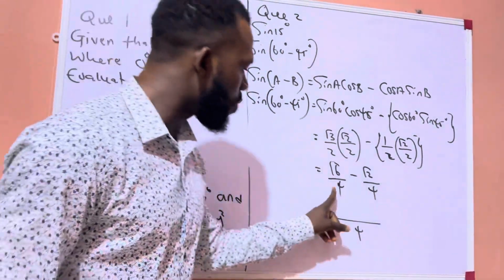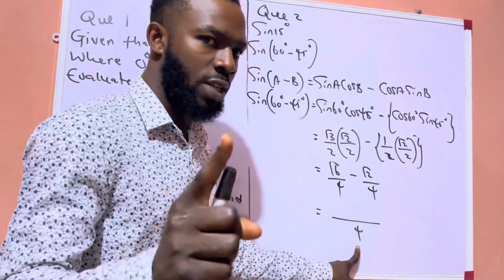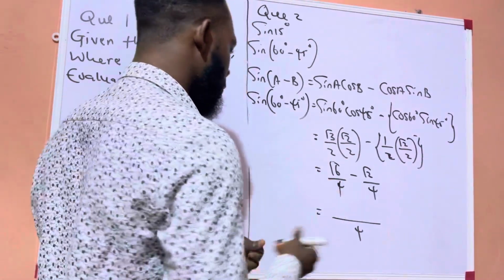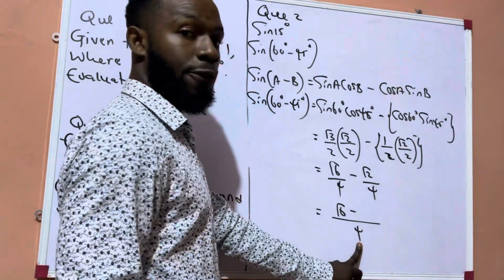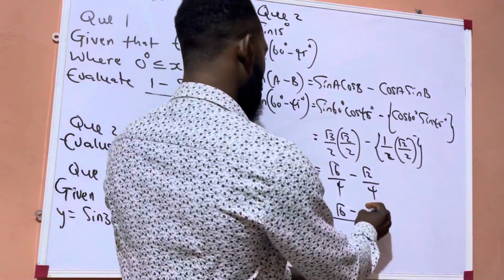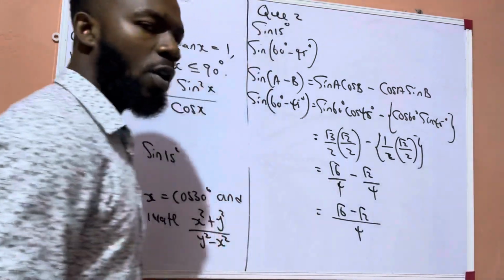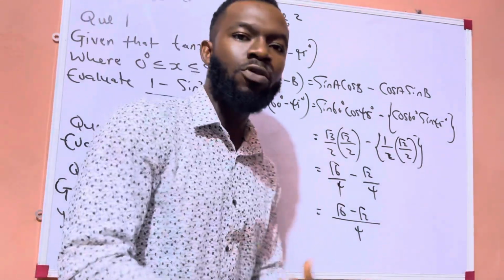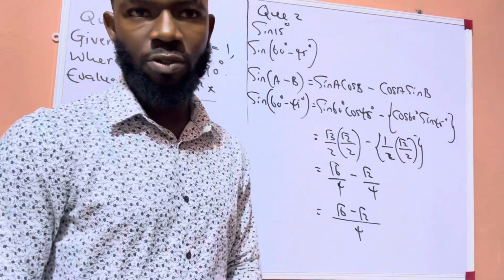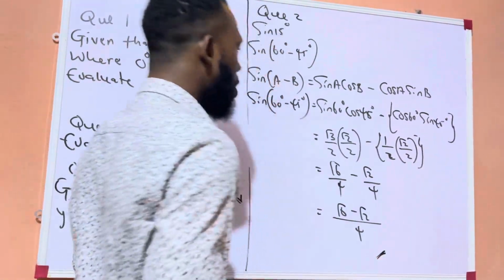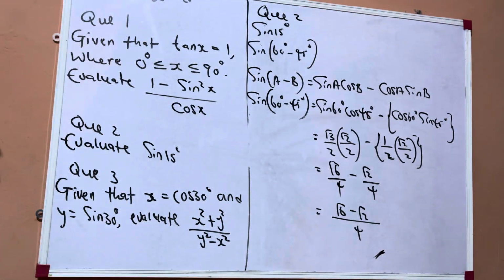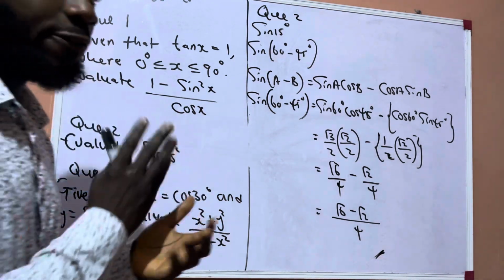Now, how many times will 4 go into 4? One time. 1 times root 6 gives us root 6, minus 4 into 4 gives us 1, 1 times root 2 gives us root 2. Now, because the numbers in the roots are different, there is no way we can subtract. So root 6 minus root 2 over 4 becomes the answer if we evaluate sine 15 degrees.